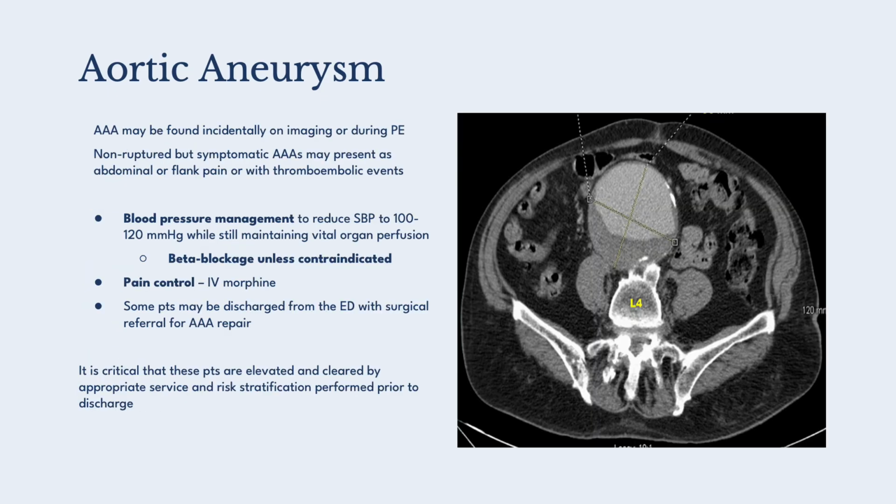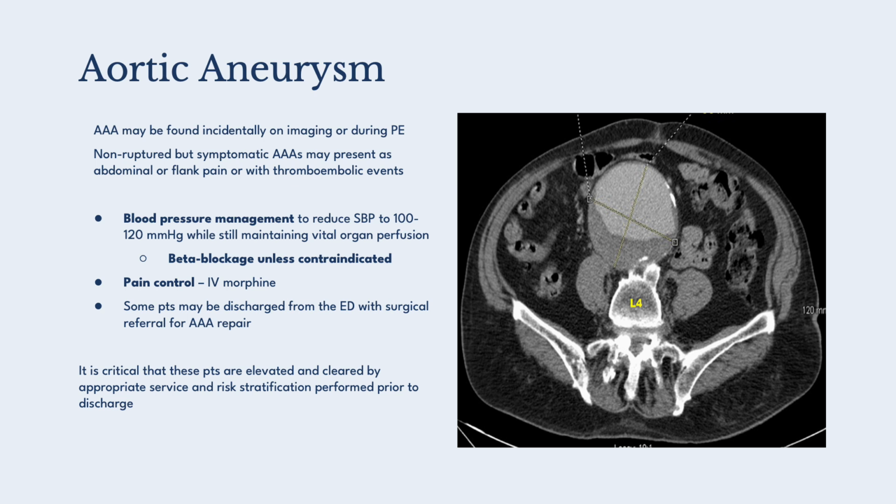Our AAA can be found incidentally on imaging or during a physical exam. A non-ruptured but symptomatic AAA may present as abdominal or flank pain, or they may also be presenting with thromboembolic events. With blood pressure management, it's really important to reduce the systolic blood pressure to about 100 to 120 while still maintaining organ perfusion.